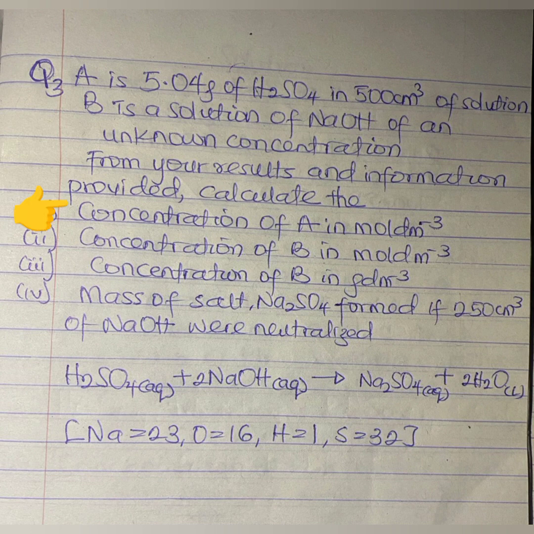So looking at the question, it says calculate the conc of A in mole per dm cube, the conc of B in mole per dm cube, the conc of B in gram per dm cube, and then the mass of the salt that will be formed from 250 cm cube of NaOH. So looking at our equation, we have H2SO4 plus 2 NaOH, which will give us Na2SO4 plus 2H2O. From the equation, you can tell the balanced mole ratio of acid to base. The coefficient of acid there is 1. The coefficient of the base there is 2. That means our mole ratio of acid to base is 1:2. Now, let's move to the next slide. Let us look at the solutions to this.